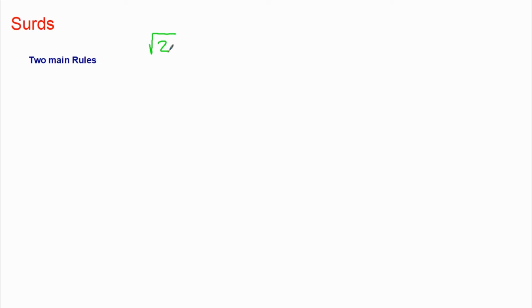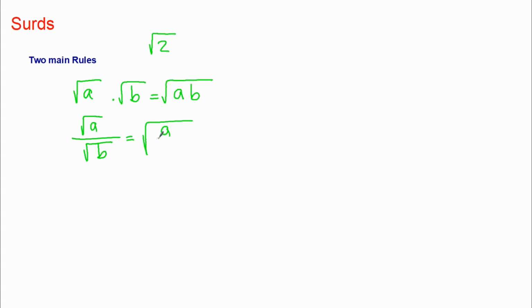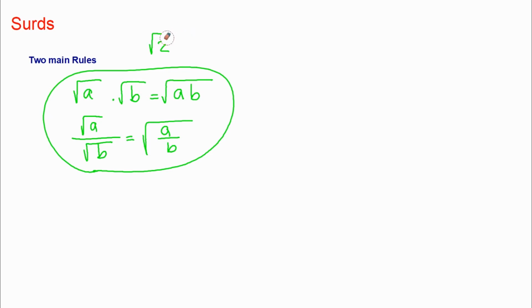So two main rules in here. First of all, square root of a times square root of b equals square root of ab. And the second one is that square root of a divided by square root of b equals square root of a over b. So these two are the main rules that we need to look at when we are dealing with surds. There are some other rules that we can have a look at, but they come from one of these.